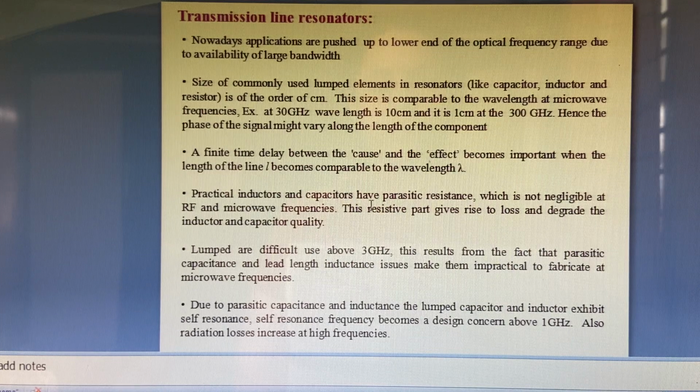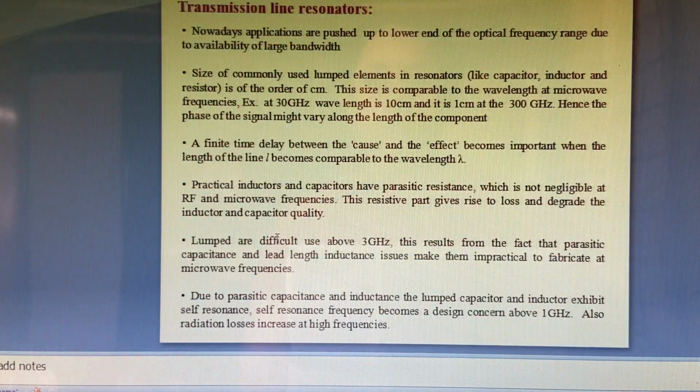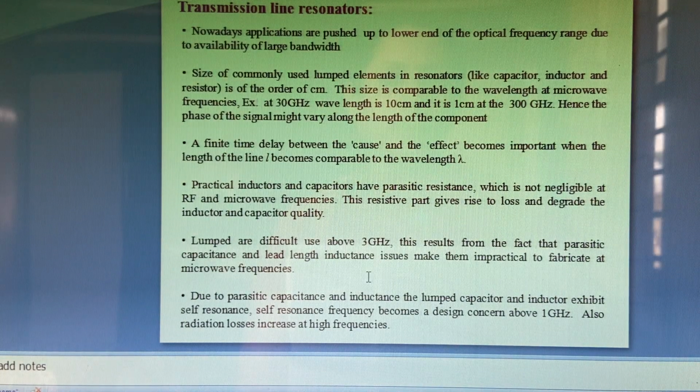Practical inductors and capacitors have parasitic resistance, which is not negligible at RF and microwave frequencies. This resistive part gives rise to loss and degrades the inductor and capacitor quality factor at RF and microwave frequencies. Similarly, lumped elements are difficult to use above 3 gigahertz. This results from the fact that parasitic capacitance and lead length inductance issues make them impracticable to fabricate at microwave frequency ranges.